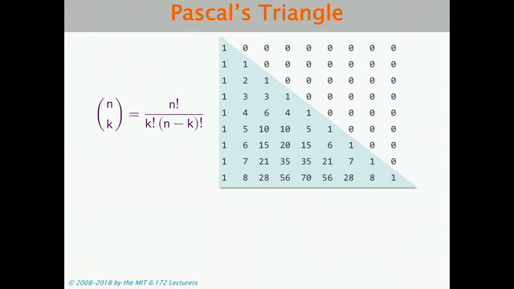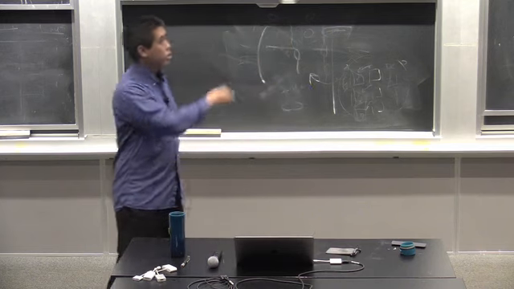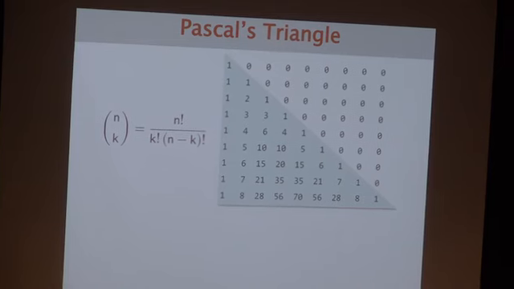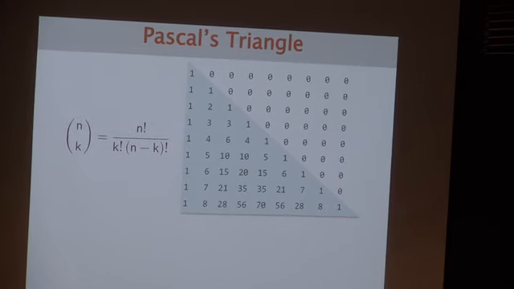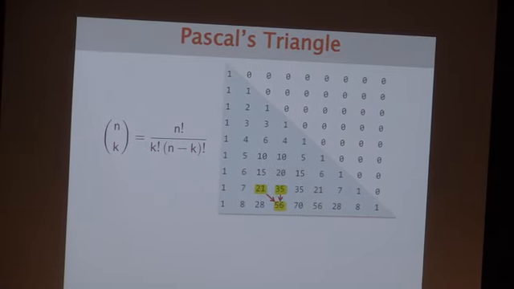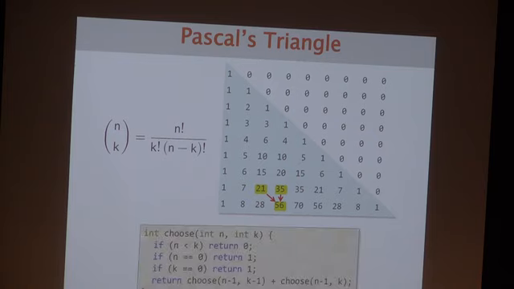So here's what Pascal's triangle looks like. On the vertical axis, we have different values of n. And on the horizontal axis, we have different values of k. To get n choose k, you just go to the nth row in the kth column and look up that entry. Pascal's triangle has a nice property that every element can be computed as a sum of the element directly above it and to the left of it. So here, 56 is a sum of 35 and 21. And this gives us a nice formula to compute the binomial coefficients.